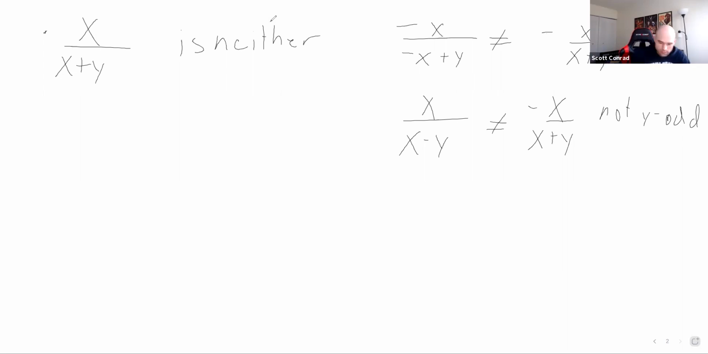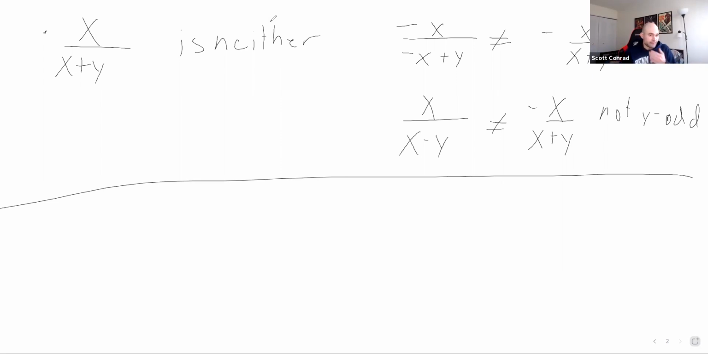Okay, so you could be one, the other, both, neither. Okay, so why are we defining these, x odd and y odd? Well, it's because of the following theorem.